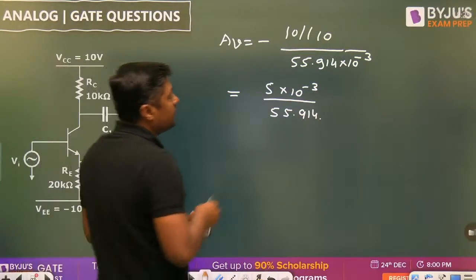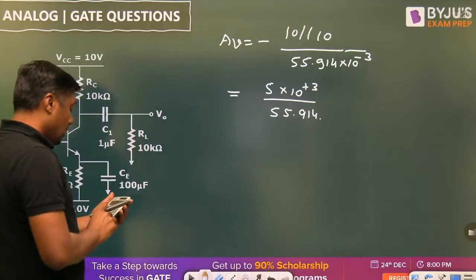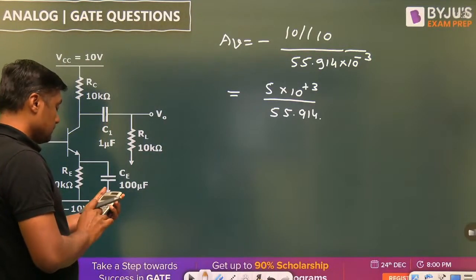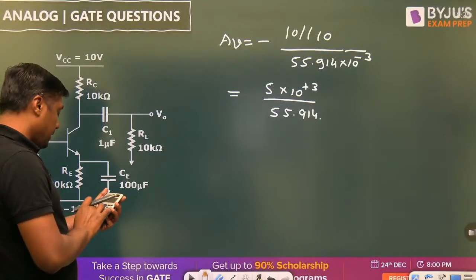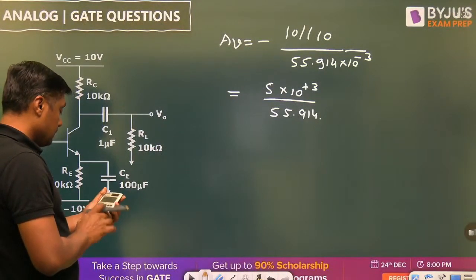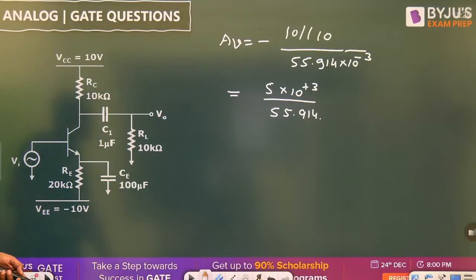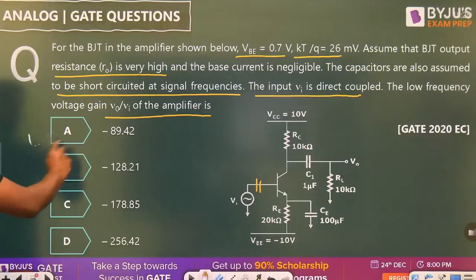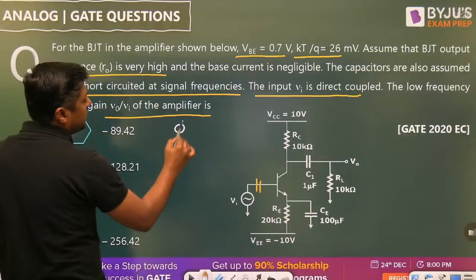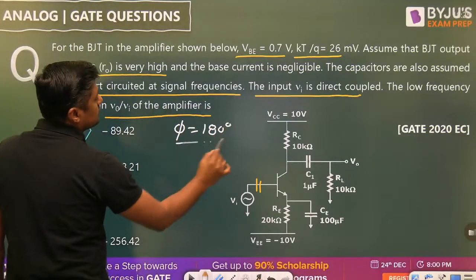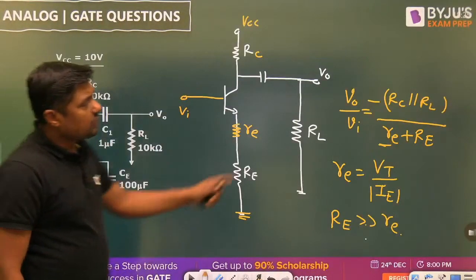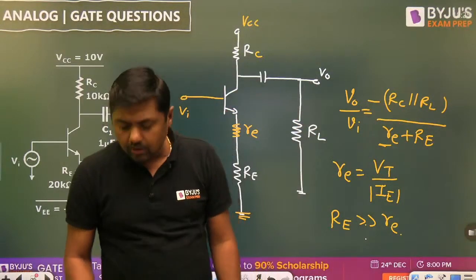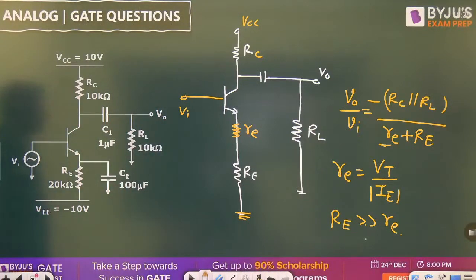This will become plus 3, 5000. Now you can get the value, 5000 divided by 55.914, which is 89.4. 89.4 is the value for this question. Minus, because this is a common emitter, therefore 180 degree phase shift. So this is the general formula, minus RC parallel with RL upon small RE. Finished. No need to draw the small signal model for this particular diagram. Okay. Next question.